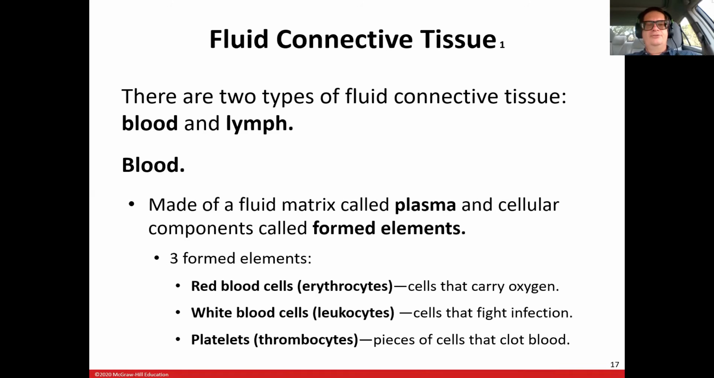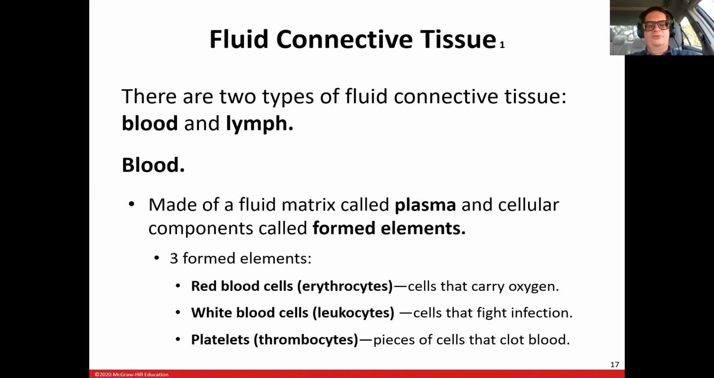Okay, two types of fluid connective tissues, blood and lymph. Remember, there were three things that every connective tissue has to have: ground substance, specialized cells, and protein fibers. Those are the three things that every single connective tissue has. So what do we have for blood? It says three formed elements. Those are the specialized cells. Well, actually, the first two are specialized cells.